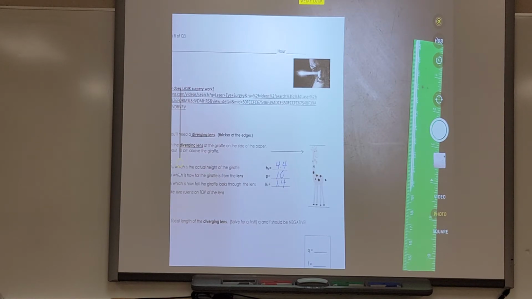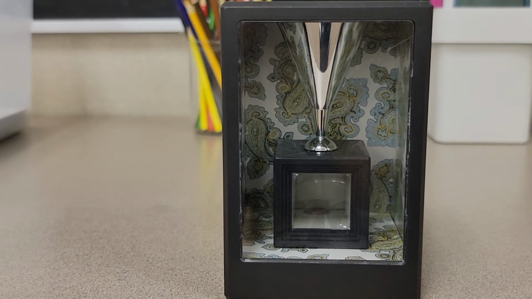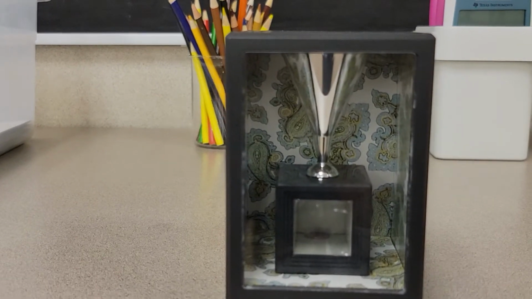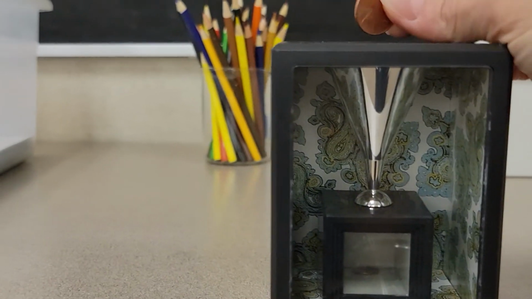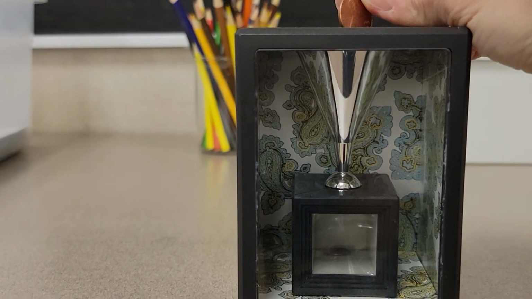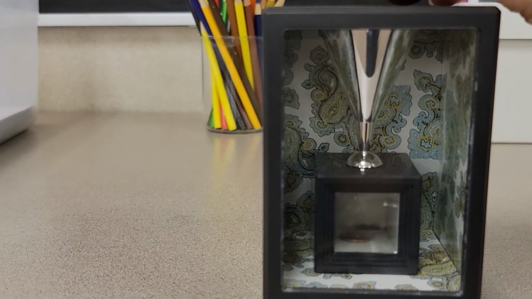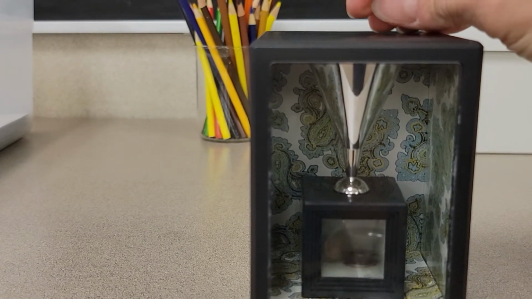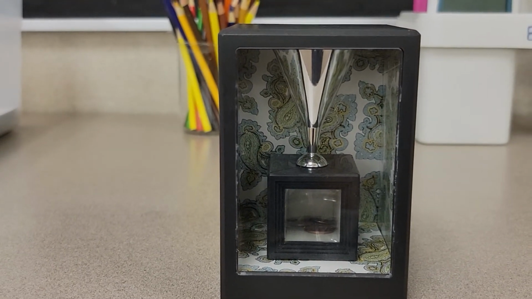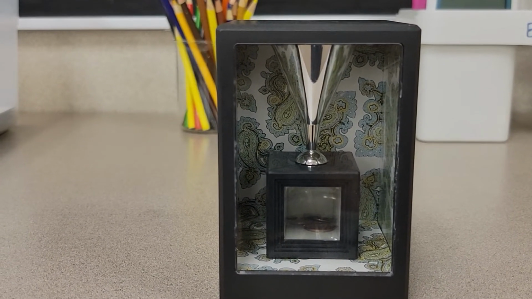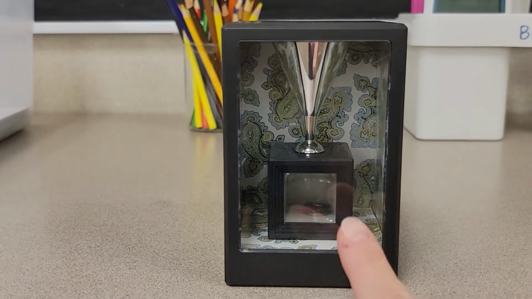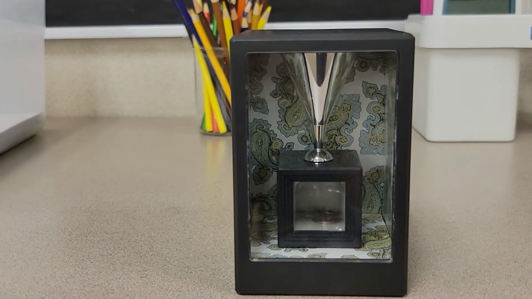Okay, the next station is the magic coin bank. I'm going to bring you over to that. Okay, this is the magic coin bank. I am going to take pennies, just a regular penny. I am going to drop it in and it magically shrinks. It magically appears smaller. All right, so it is still upright and it is smaller. The actual penny appears to be smaller behind the glass than it is when you hold it up to it.